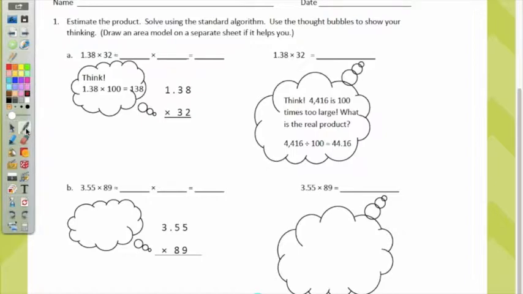Let's round it first. So 1 3/800ths. Now I'm going to drop the decimal, so I'm going to round it to either 1 or 2. 1. Okay. 32 rounds to... So we're going to have about 31s for our answer.